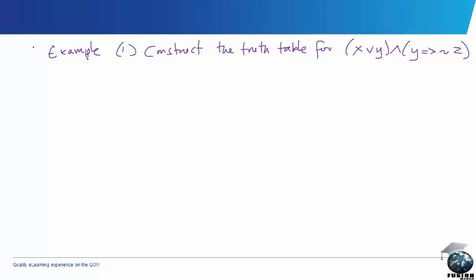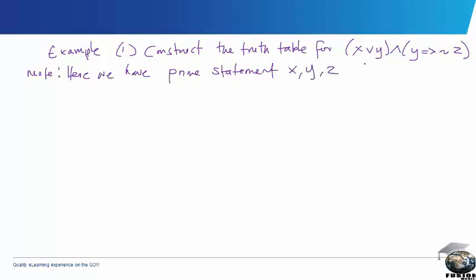What you have to note that is very important here is this: here we have prime statements. Prime statements are those statements that are joined together by the sentential connectives. We have prime statements x, y and z. Hence it follows that we have 3 prime statements and so 8 possible outcomes from their combination.